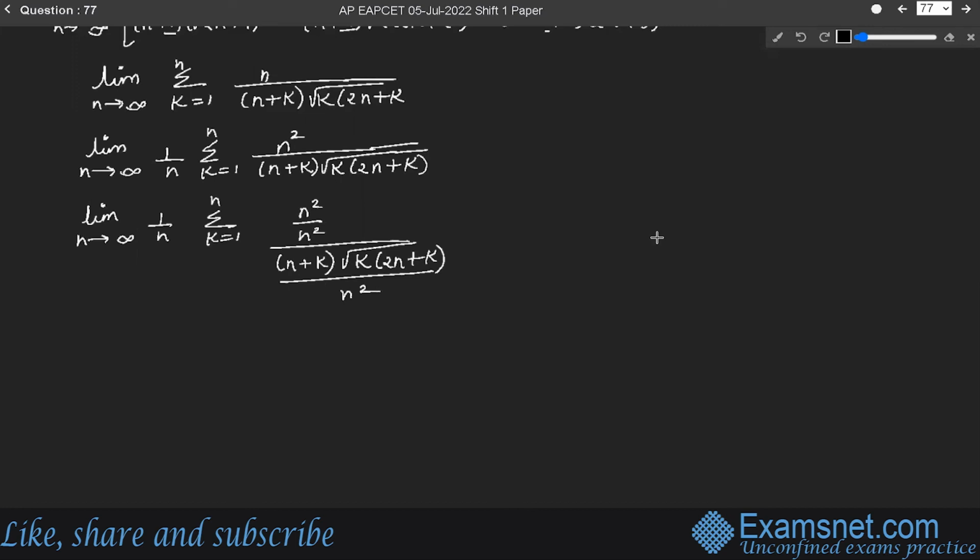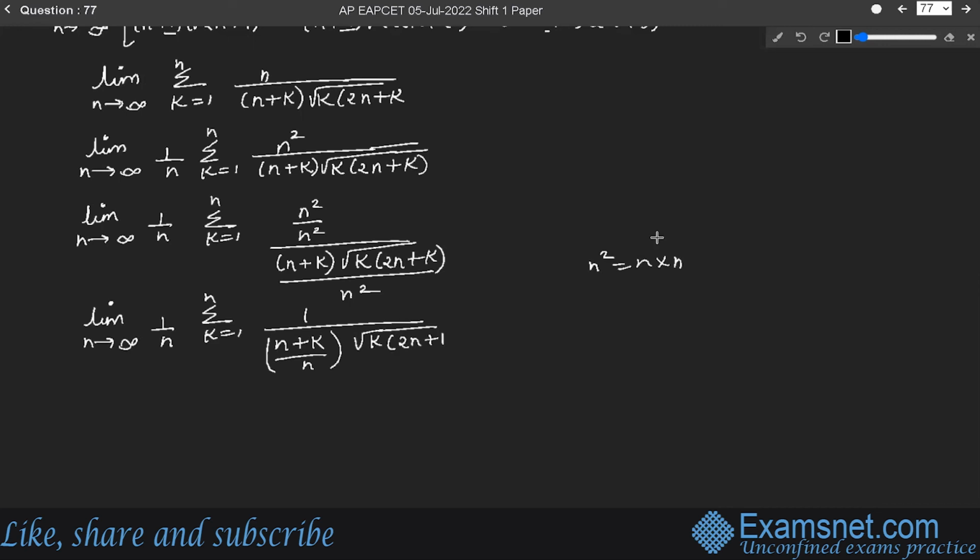Now, n square by n square is 1. So, the numerator will be 1. So, it will be limit n tends to infinity, 1 upon n into summation of k is equal to 1 to n, 1 divided by. Now, we have to split this n square as n into n. So, it becomes n plus k upon n into under root of k into 2n plus k divided by n divided by n. Since it is an under root, so it will be the same term.